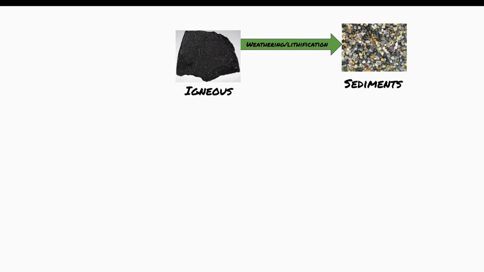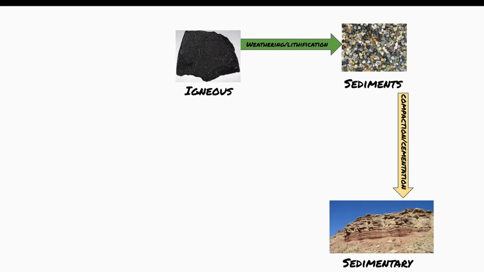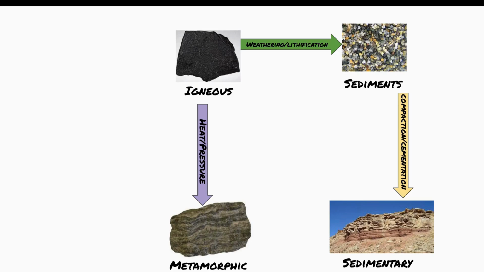Let's start with our igneous rock. If this rock is exposed to weathering and/or lithification, it will break into sediments, which will then form a sedimentary rock under compaction and cementation. If the igneous rock is exposed to heat and pressure, it will turn into a metamorphic rock. And same with the sedimentary rock. If it experiences heat and pressure, it too will transform into a metamorphic rock.